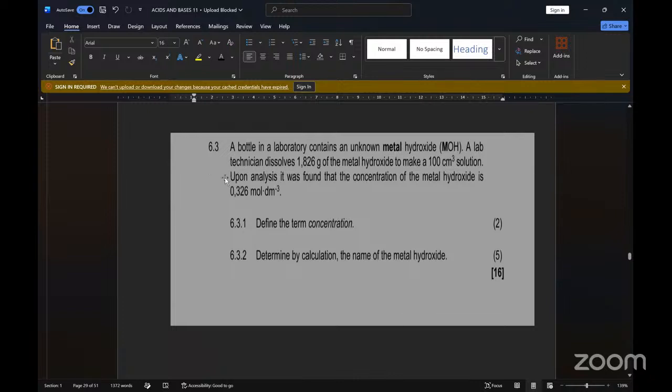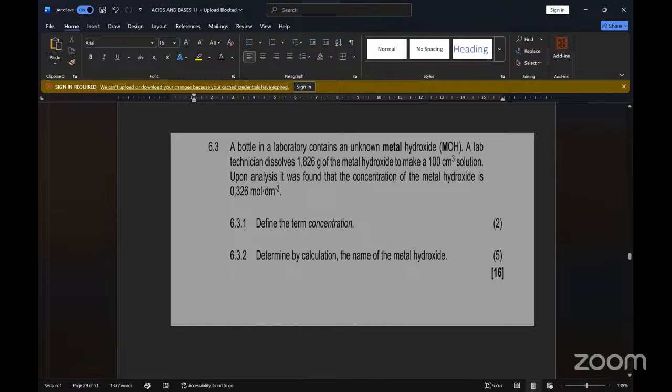This is one of the past papers. It says a bottle in the laboratory contains an unknown metal, and the formula of the metal is MOH. A lab technician dissolves this amount of the metal to make 100 centimeters cube of solution. Upon analysis, it was found that the concentration of the metal oxide is this. Define the term concentration.